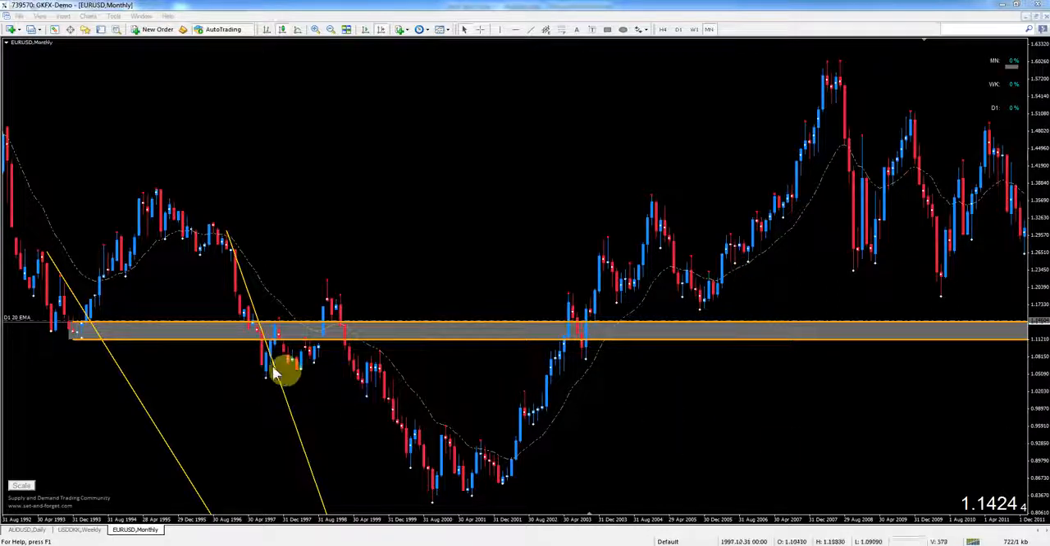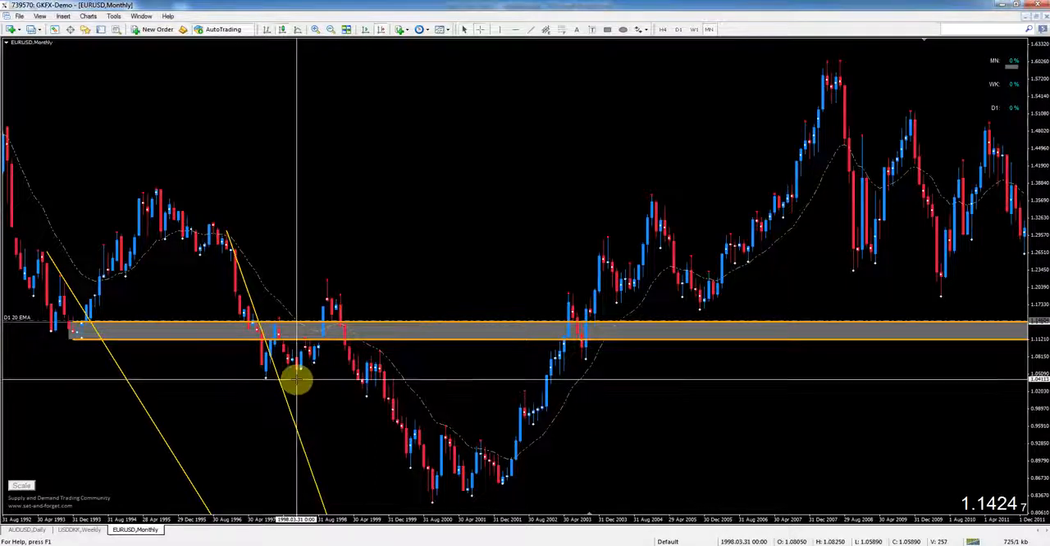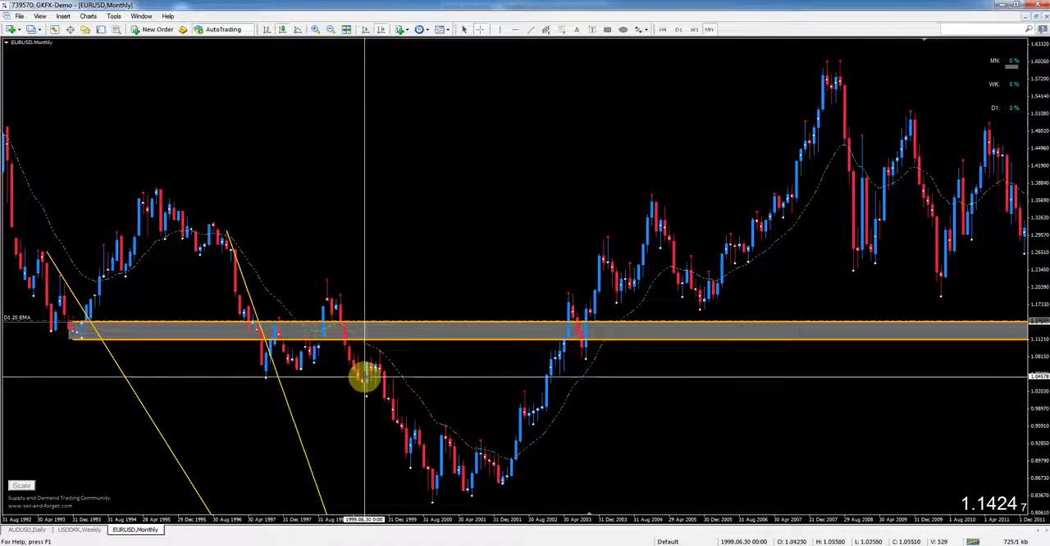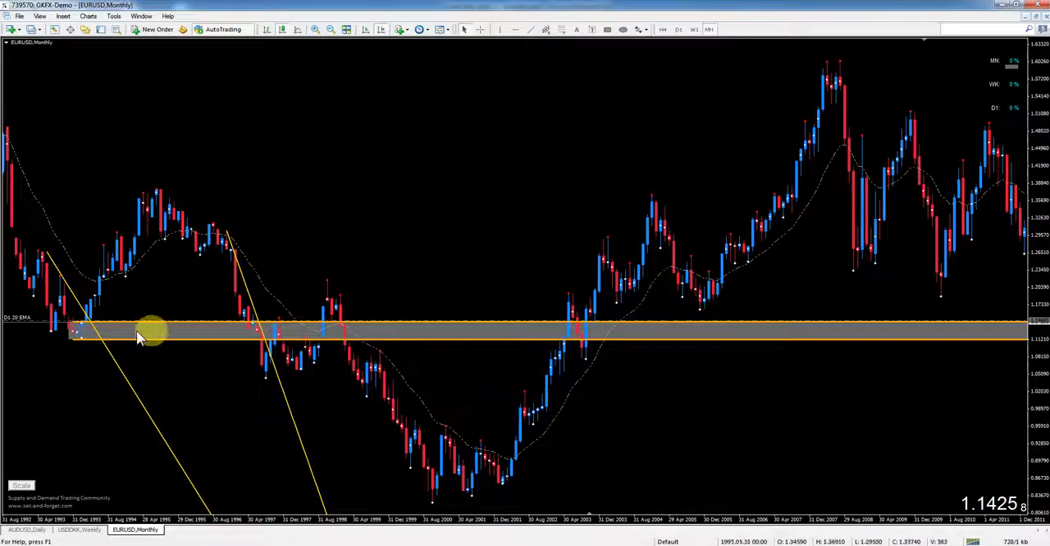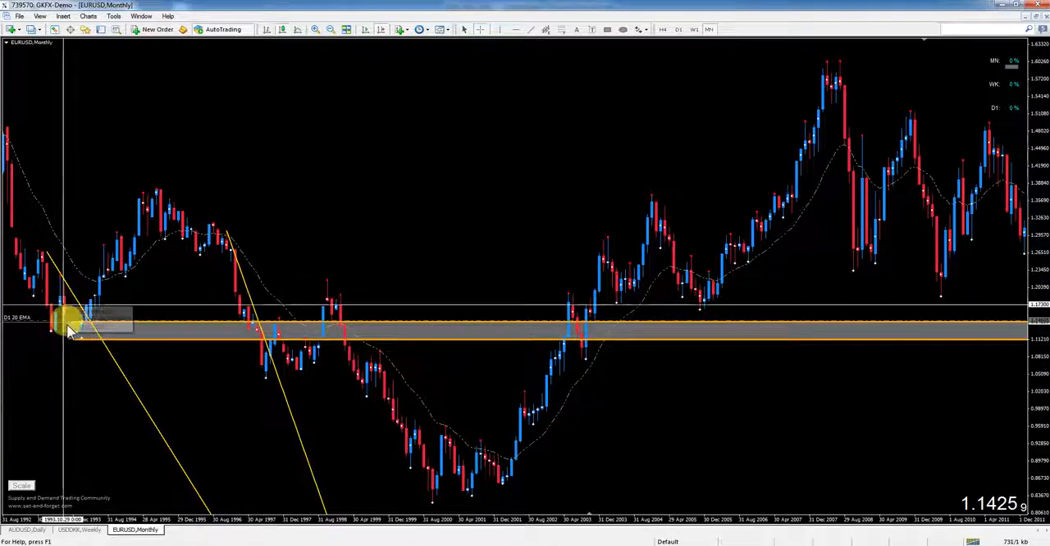Okay, so we now want price to drop underneath that level, and we want it to close underneath, and that happened there. This is the fourth point we were talking about here. Watch the candle close on the monthly and the weekly charts and all that, because if it doesn't, like here, as you can see, the imbalance could not do that, so this level wouldn't work.